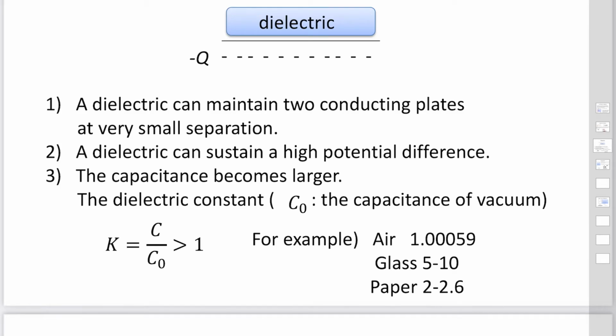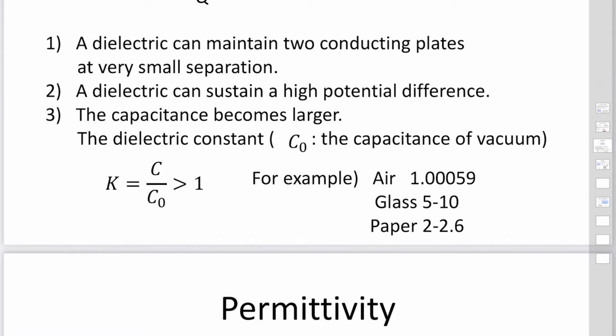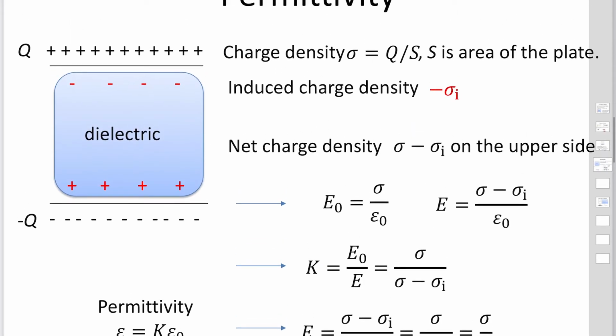For example, these are the values for some materials. Air compared with the vacuum is nearly equal to the vacuum, 1.00059. In the case of glass, 5 to 10. In paper, between 2 and 2.6. The permittivity.